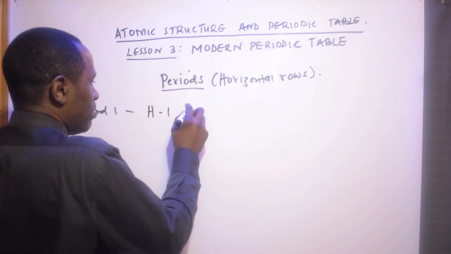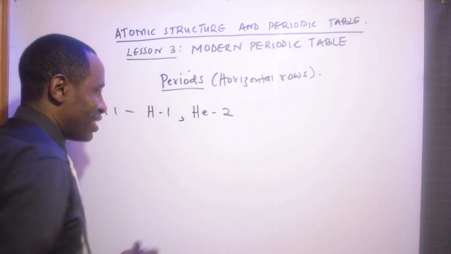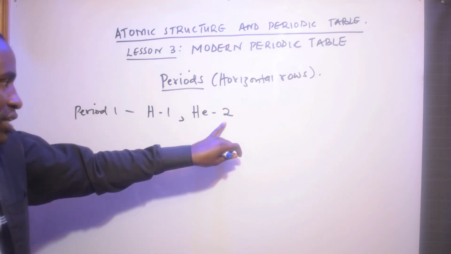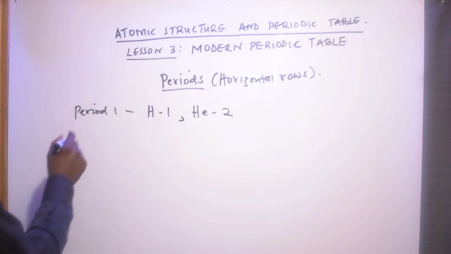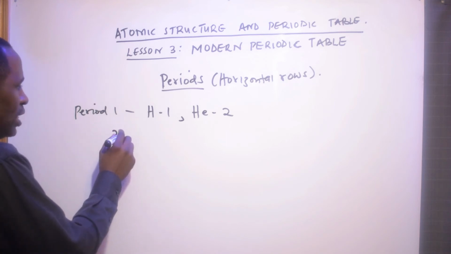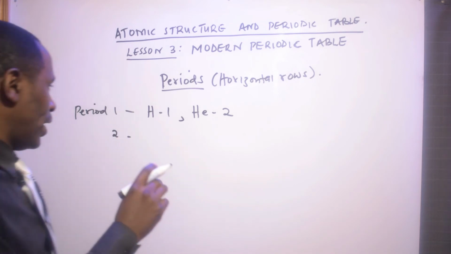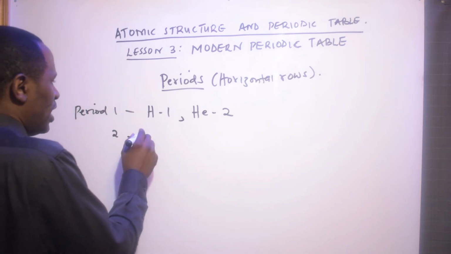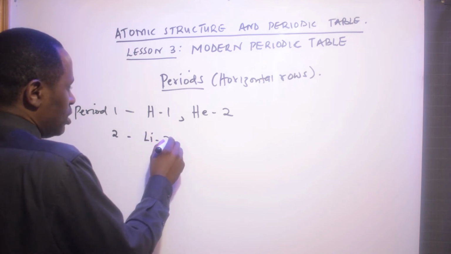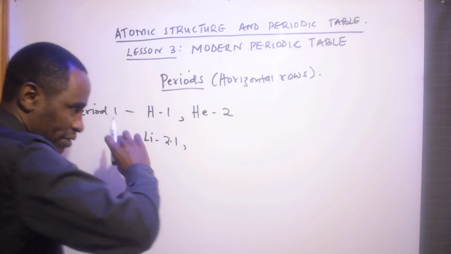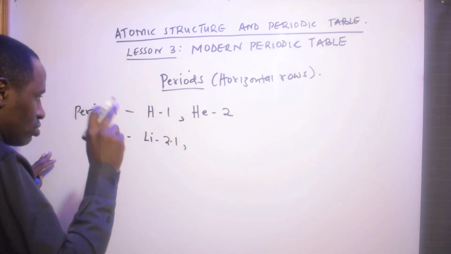Now, we also have helium with an electron configuration of 2. For the purposes of comparison, let's look at period 2. In period 2, I'm going to have lithium with 2-1. This is the second row. Take note of that.